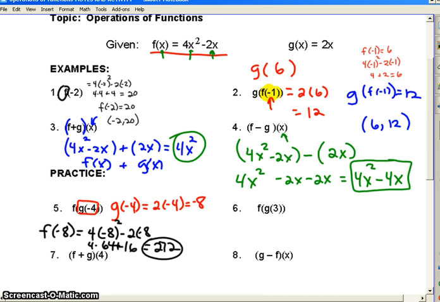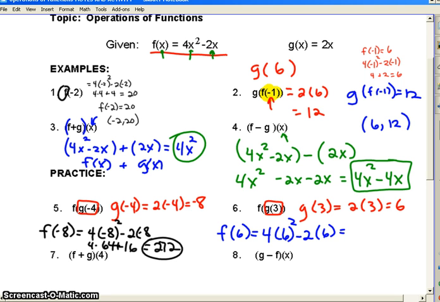All right, number 6. The inside function is g. G of 3 is equal to 2 times 3, which is 6. So now we're going to do f of 6, which is 4 parentheses 6 squared minus 2 times 6. So 36 times 4 minus 12 is 144 minus 12 equals 132.